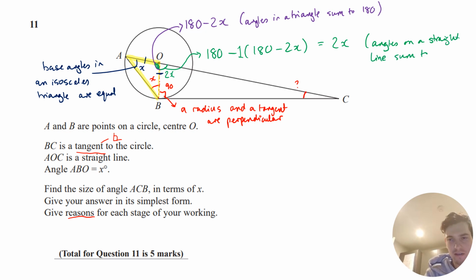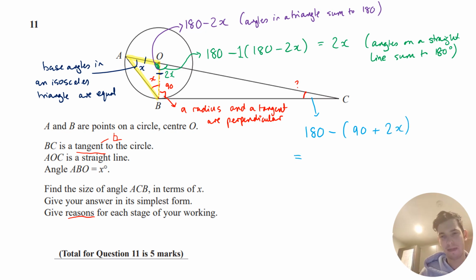sum to 180. Great. And now I'm finally in a position to find out that missing angle here. So got any colors left? Haven't used this light blue. So this one here, again, angles sum to 180. I'm going to take away the 90 and I'm going to take away the 2x. So what is that? 180 minus 90 is 90. And I'm also taking away the 2x, so minus 2x. And I just give the reason.